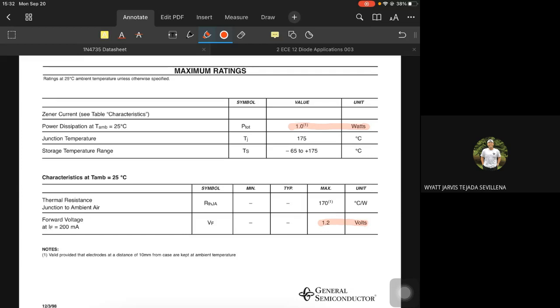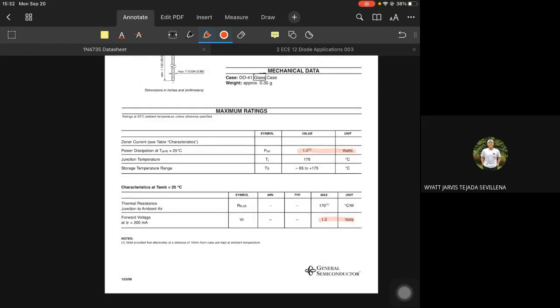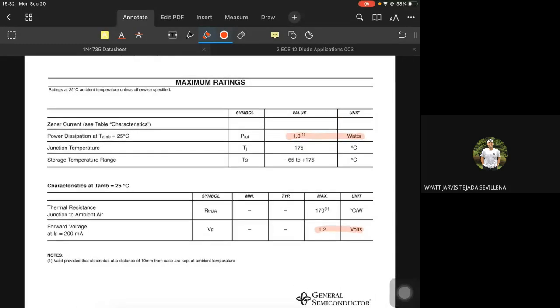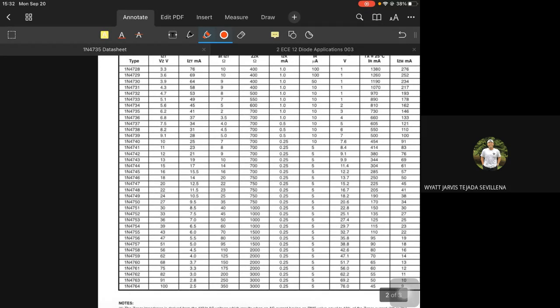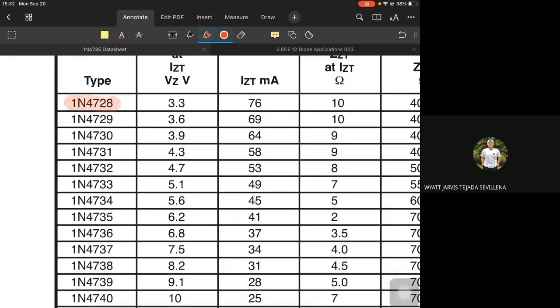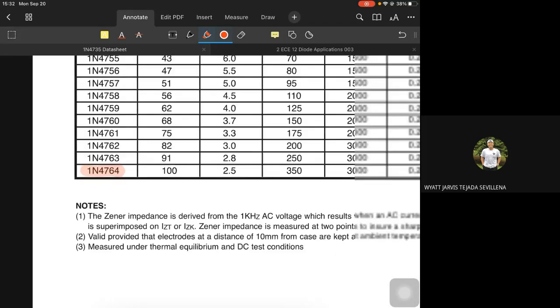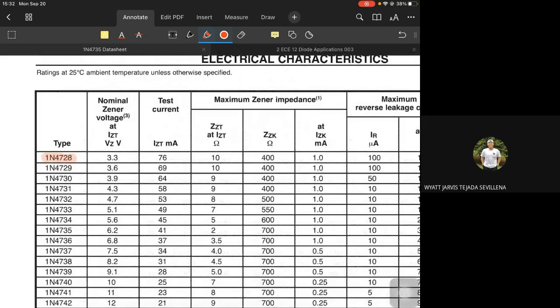These are the general characteristics, the maximum ratings for all Zener diodes in this series. This is a table of all the available Zener diodes, from 1N4728 up to 1N4764. Where do they differ? Here: the nominal Zener voltage.